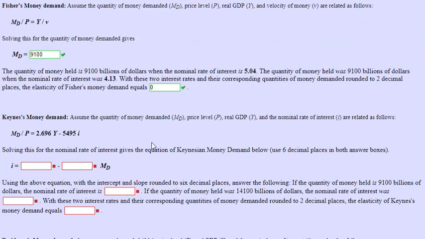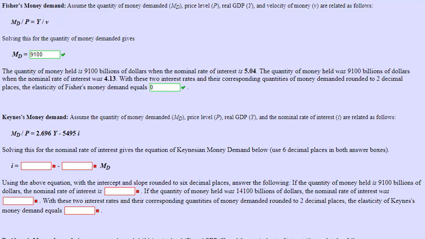Keynes's money demand is a little different. We have real money balances right here. And in Keynes's model, real money balances is a function of real GDP or national income and the nominal rate of interest. The nominal rate of interest is negatively related to the real money balances, whereas income is positively related to real money balances.